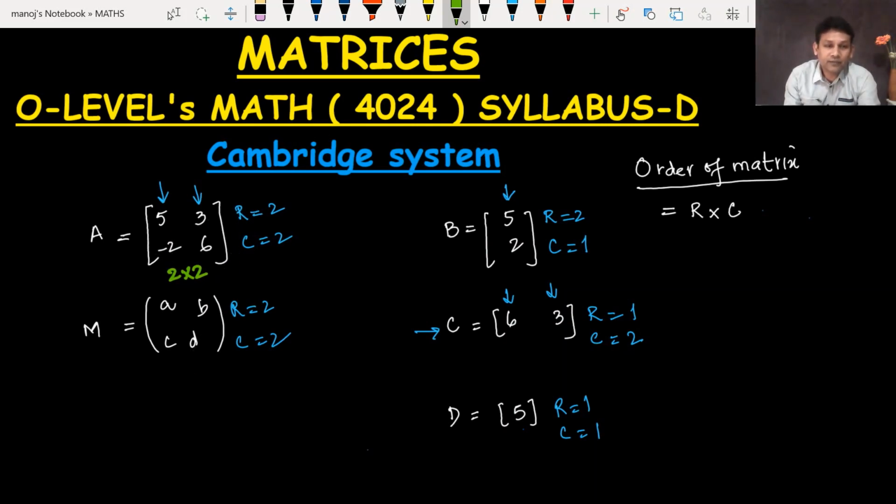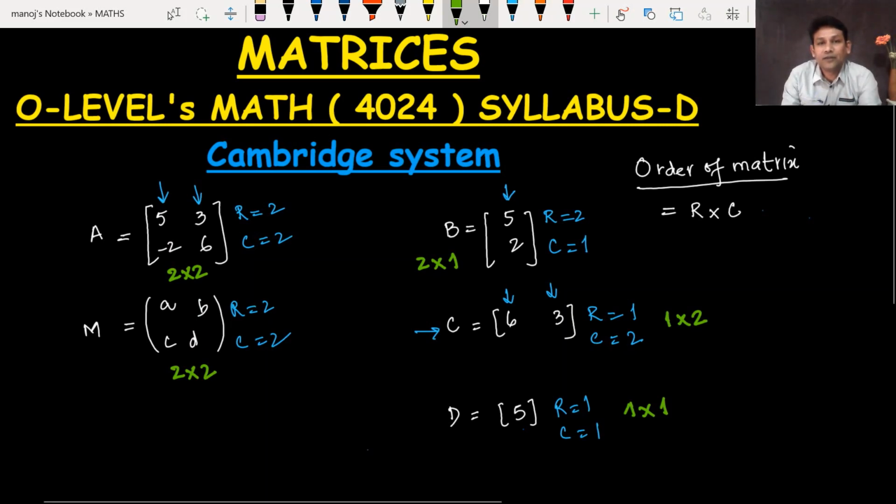The matrix M, we write 2 by 2, don't multiply, 2 by 2 is 4, just write 2 by 2. 2 rows, 1 column, so we write this matrix B order as 2 by 1. This is 1 row, so 1 by 2, 2 columns, and this is 1 by 1. So the first important thing in matrices, we should know the order of the matrix, okay?